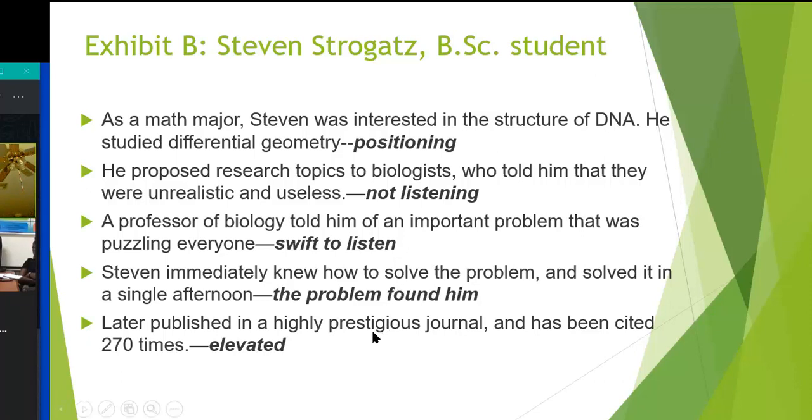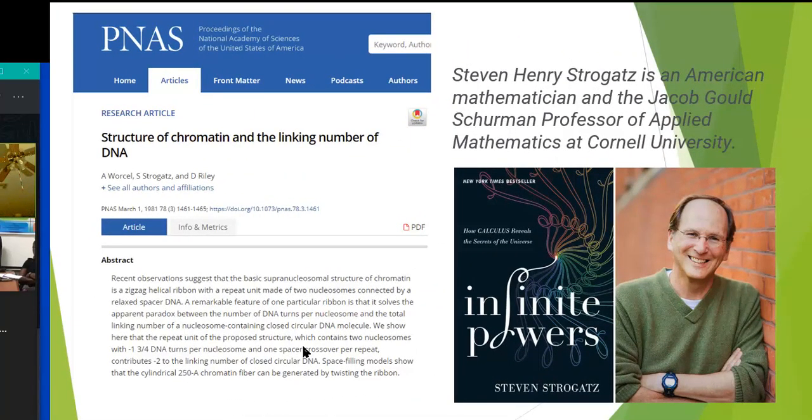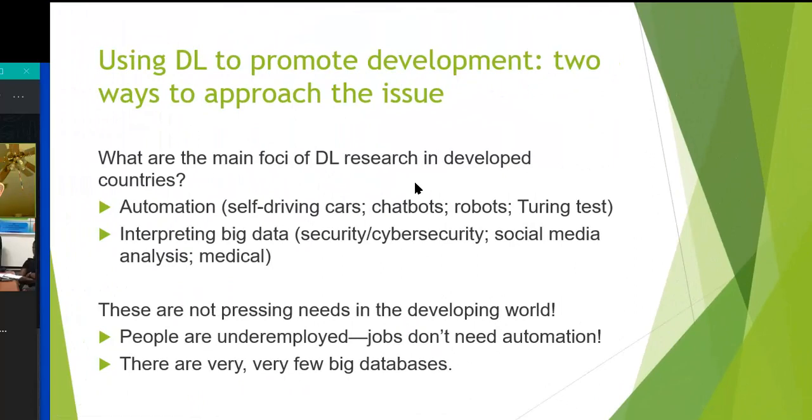Later on, even as a Bachelor of Science student, he published in one of the most prestigious journals in the United States and has been cited 270 times. In fact, Stephen Strogatz is now professor of mathematics at Cornell University. And I happen to know him because he was my classmate. So that was a very influential example to me.